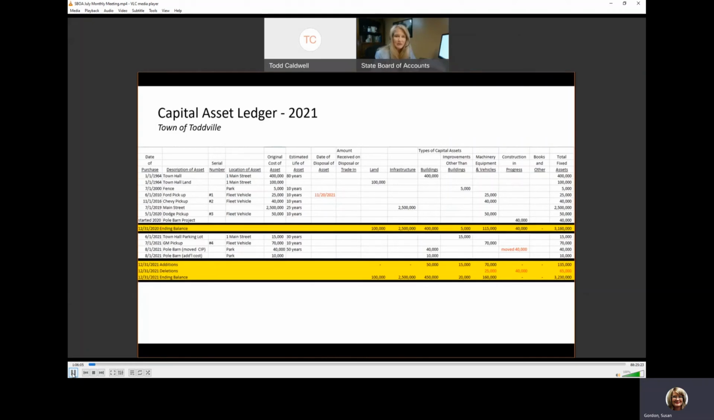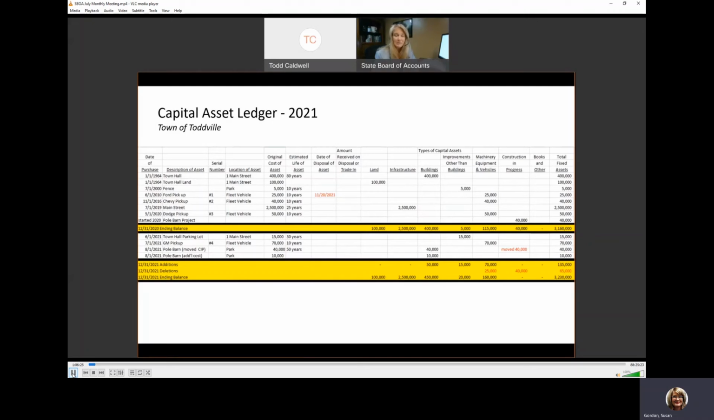That was our pole barn. We added improvements other than buildings at $15,000 for the parking lot. And then we added $70,000 in machinery and equipment for our truck. The only deletions, or reductions, we had this year was $25,000, and that was because we got rid of that Ford pickup truck.